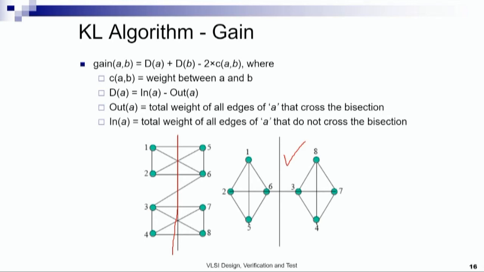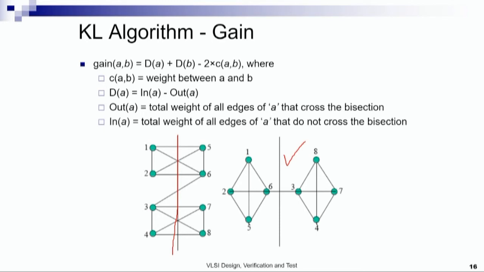What is dA? dA is given by in A minus out A. So what is in A? In A is the number of edges that are incident on A and do not cross the partition. And what is out A? The number of edges that are incident on A and cross the partition. So out A equals the total weight of all edges of A that cross the bisection, and in A is the total weight of all edges of A that do not cross the bisection.